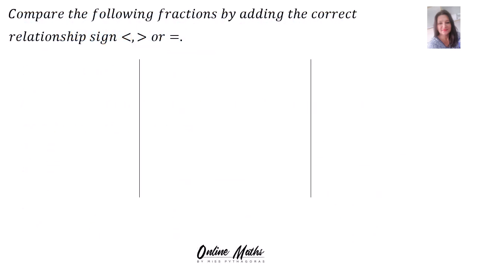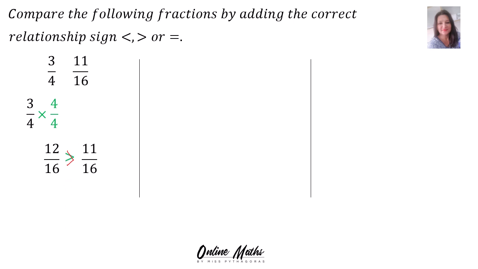Let's do a few more examples. Compare the following fractions by adding the correct relationship sign. 3/4 and 11/16. Now, do you agree? We can make the denominator of the 3/4 a 16. So we will say 3/4 times 4/4, so it becomes 12/16, and then there's your 11/16. So do you agree? 12/16 is greater than 11/16.